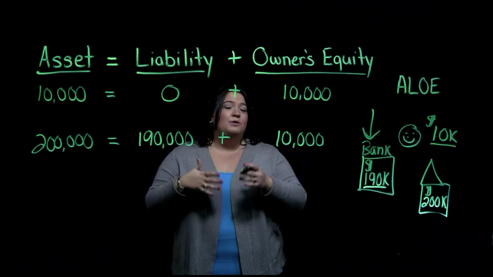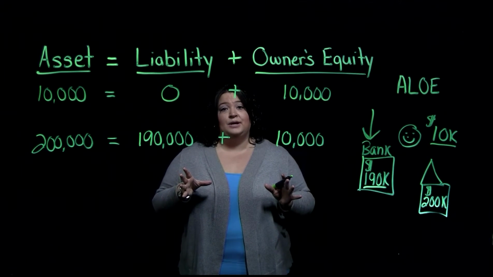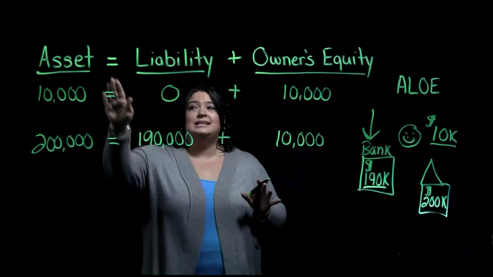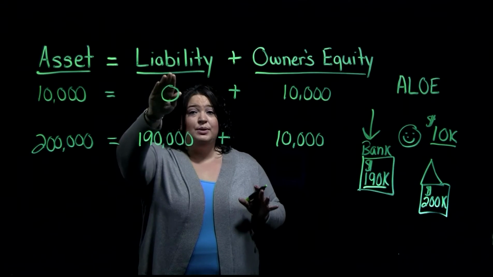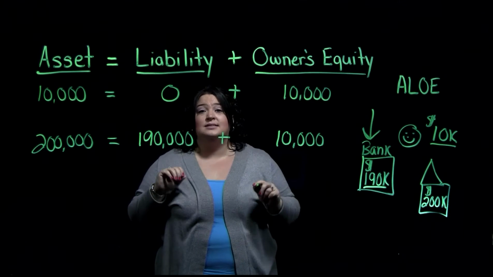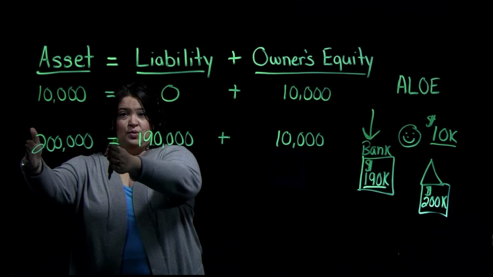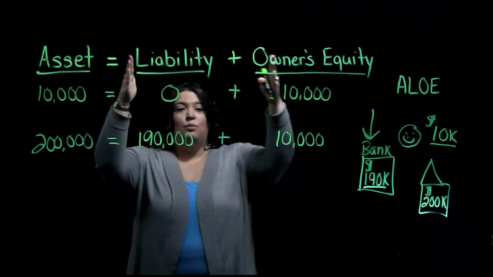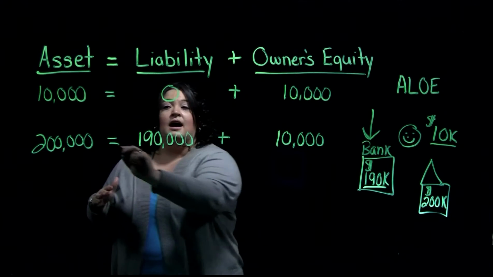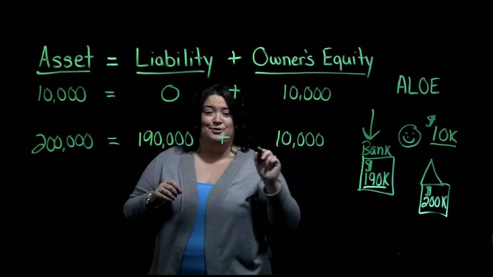Now, although these examples are very simple, you need to remember two things about the accounting equation. Number one, the accounting equation is always assets equals liabilities plus owner's equity. And something else, you have two sides to this equation. Whatever amount is on this side, 200,000, it has to equal whatever amount is on this side, 200,000. Your assets always equal your liabilities plus your owner's equity.